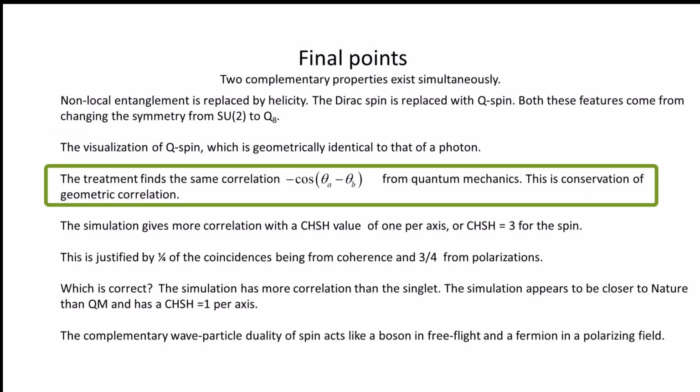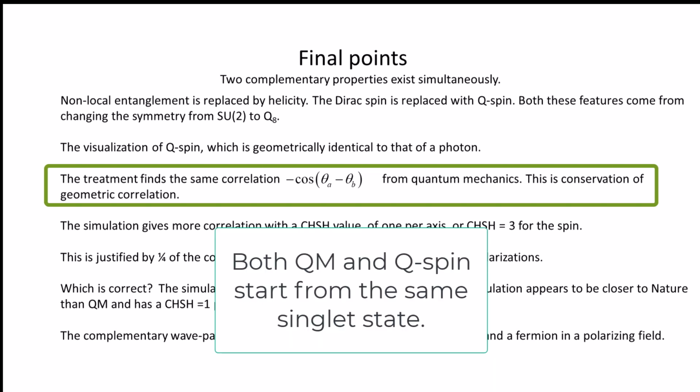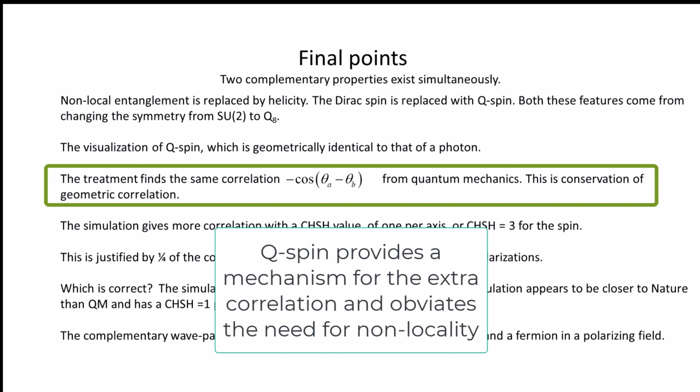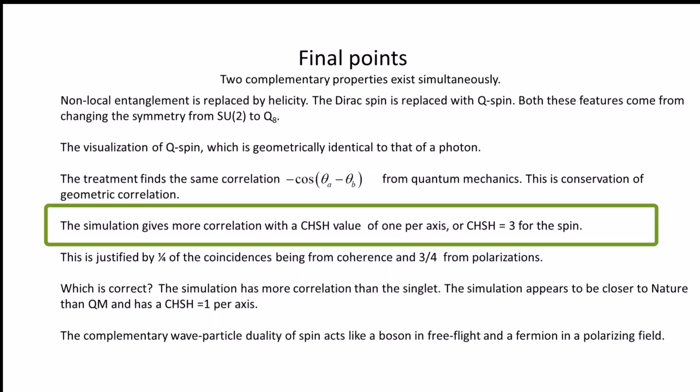The treatment of Q-spin finds the same correlation of minus cosine as quantum mechanics. This is an example of conservation of geometric correlation. That is because both quantum mechanics and Q-spin use the same singlet state at the source. Q-spin provides a mechanism for the separation of an EPR pair from that source.